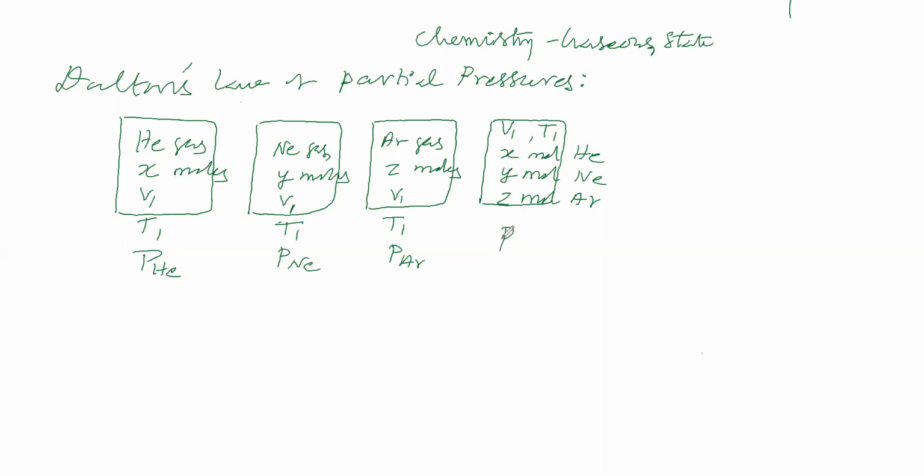Now the pressure exerted is by the mixture. So now we will consider all these gases to be ideal gases. We will consider helium, neon, argon as having ideal behavior. Then we can write PV is equal to nRT. The pressure exerted by the mixture into the volume of the mixture is equal to the number of moles of the mixture into RT.